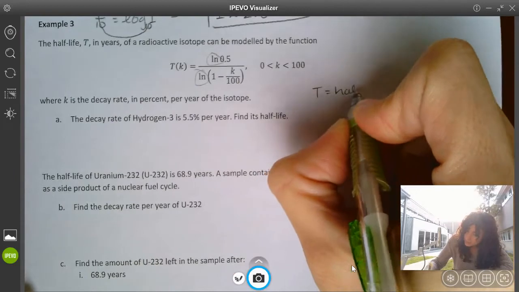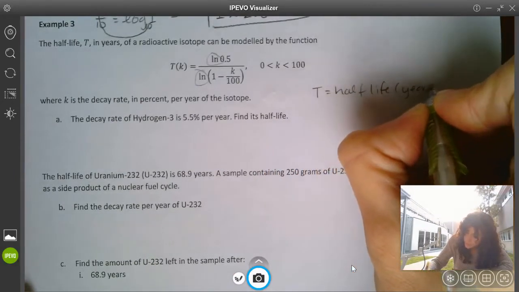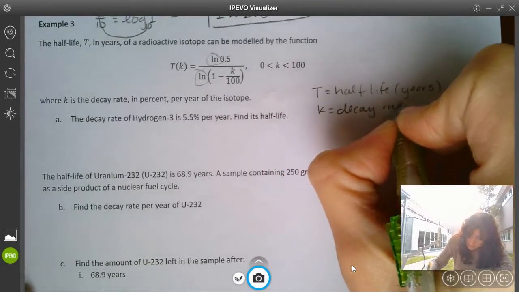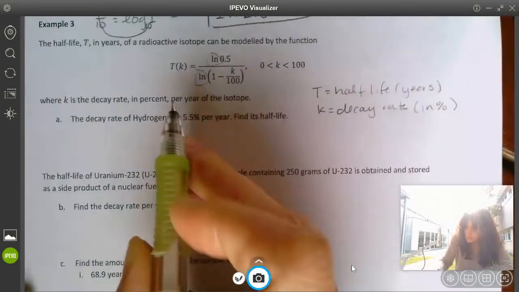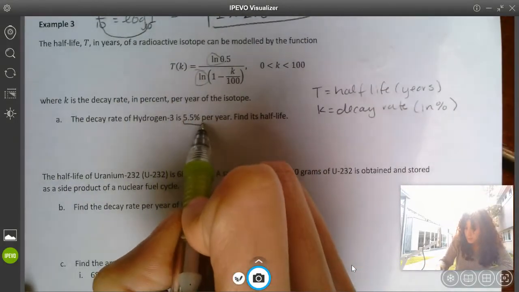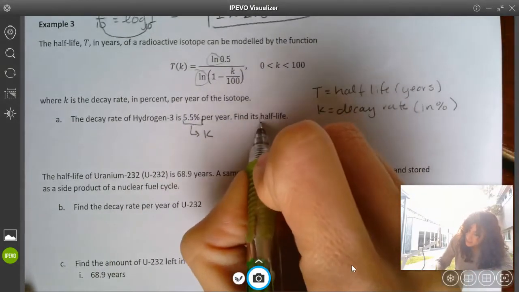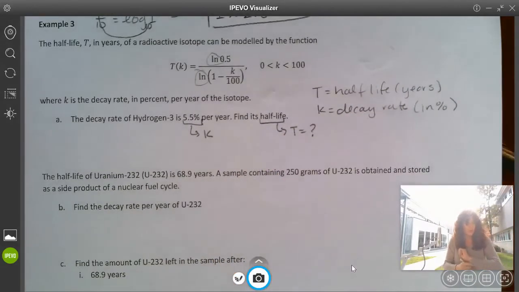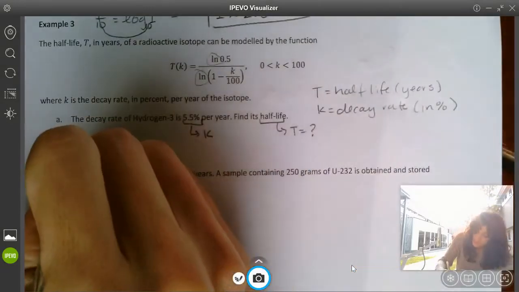T is half-life. It's in years. K is decay rate. It's in percent. So if the decay rate is 5.5%, okay, that is K. Find its half-life, and that means T equals question mark. Cool, so we're just plugging in 5.5 for K.